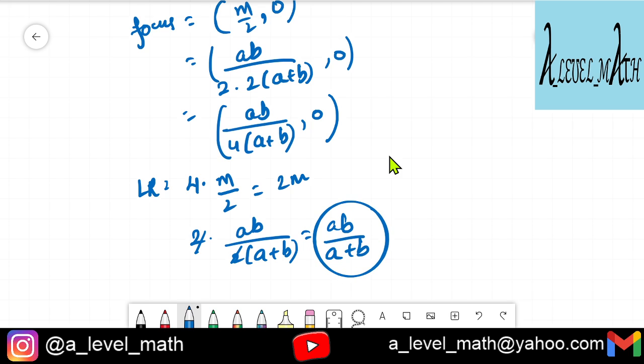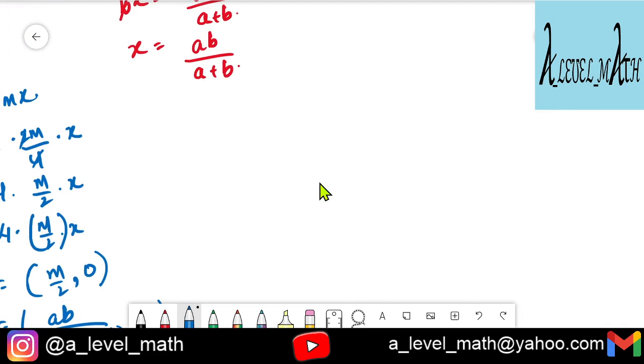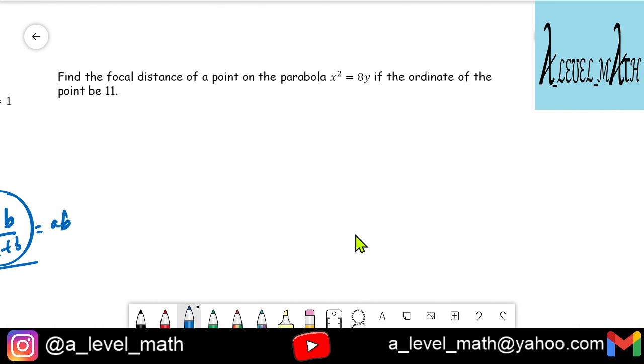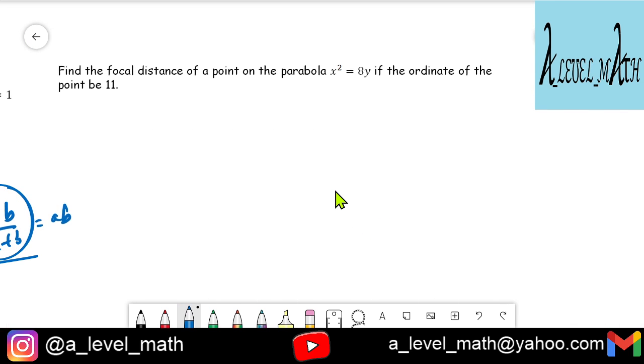Okay, let's take up another question. Find the focal distance of a point on the parabola x square is equal to 8y if the ordinate of the point be 11. Okay, so they have given us a parabola x squared is equal to 8y, and they want us to find a point on this parabola whose ordinate is 11.